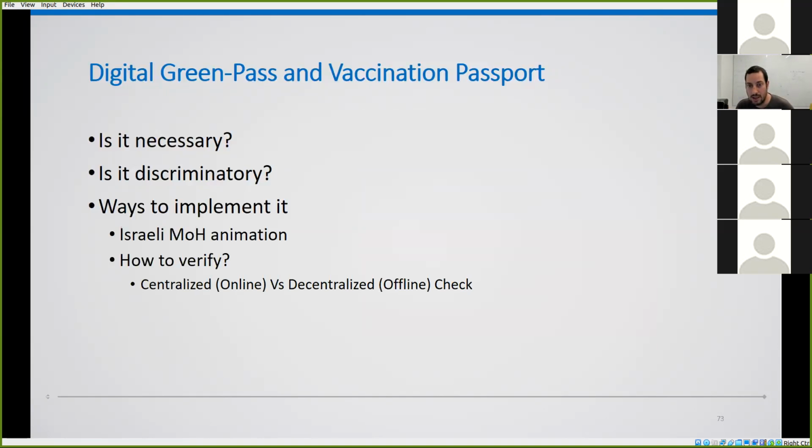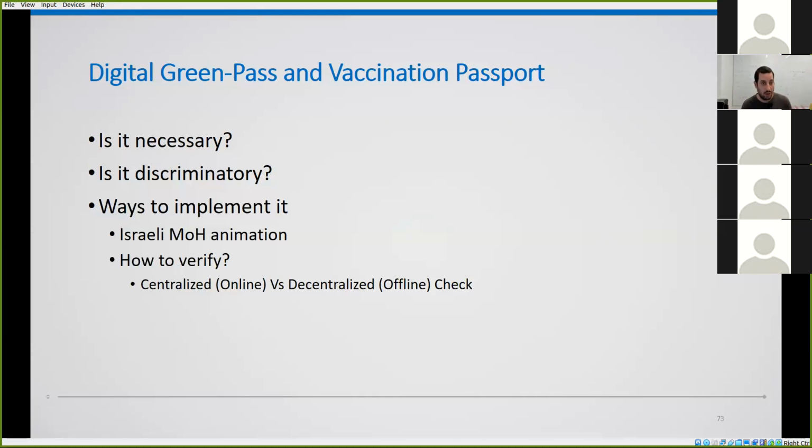And here again, we have two approaches. The first approach that was considered was the centralized or online solution, which basically means every time you want to prove that you have a digital green pass, the verifier is going to contact the Israeli Ministry of Health servers and check your status with them. It has some benefits. For example, it's very easy to revoke certificates. For example, I might have a green pass because I was vaccinated, but I got tested yesterday and I got a positive result. So I shouldn't be able to have a green pass anymore.